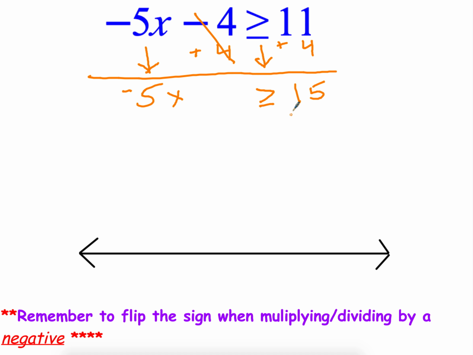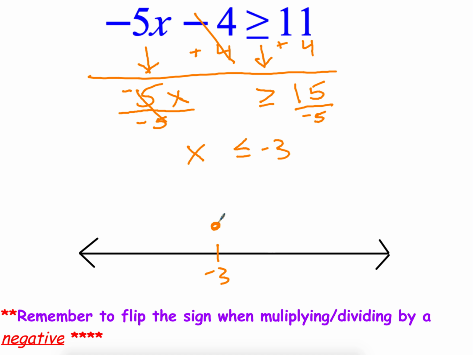Now I have negative 5x is greater than or equal to 15. Again, to get my x by itself, I need to cancel out multiplication by doing division. Because I'm multiplying by negative 5, I need to divide by negative 5. And whatever I do on one side, I have to do on the other side. These cancel, but look at what I did here. I divided both sides by a negative. So this is that special rule where I have to flip my sign. And I get x is less than or equal to negative 3. And then that's where I could graph.